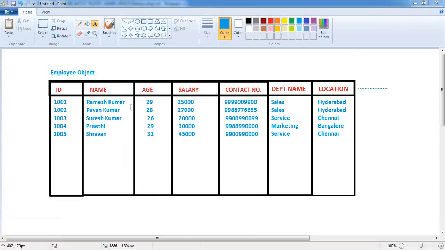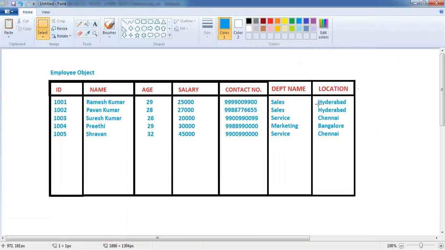In this table, whatever repeated information is available, I would like to split that repeated information into a separate table. Then what is the repeated information? Department name keeps on repeating and the location keeps on repeating over here. So I would like to split this information to a separate table.